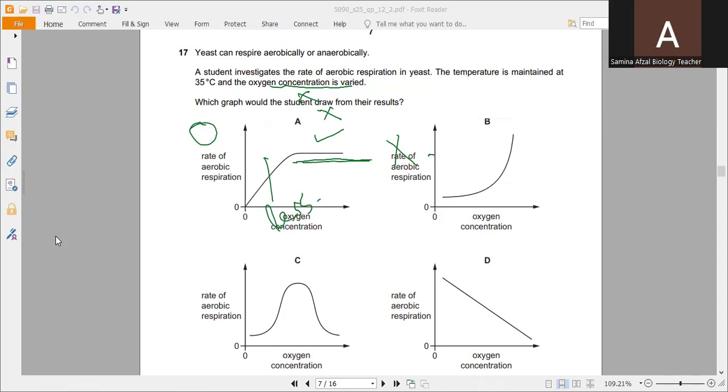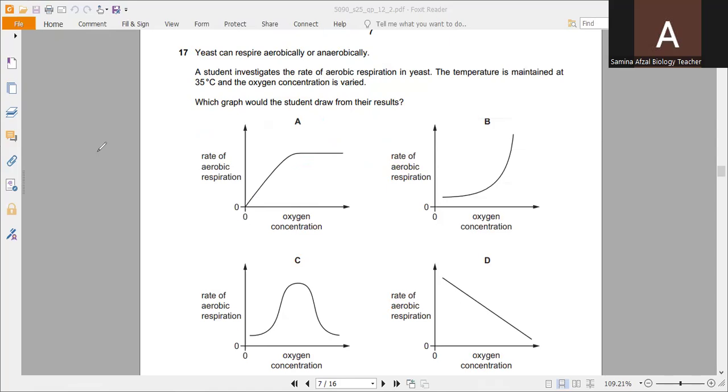Now, question number 17 is, yeast can respire aerobically or anaerobically. A student investigates the rate of aerobic respiration in yeast. The temperature is maintained at 35 degrees centigrade and the oxygen concentration is varied. Which graph would the student draw from their results?